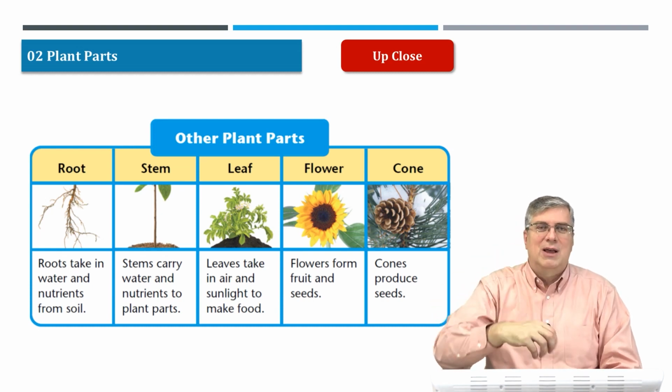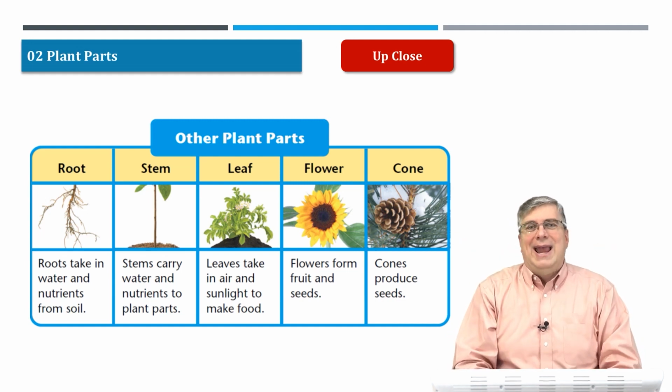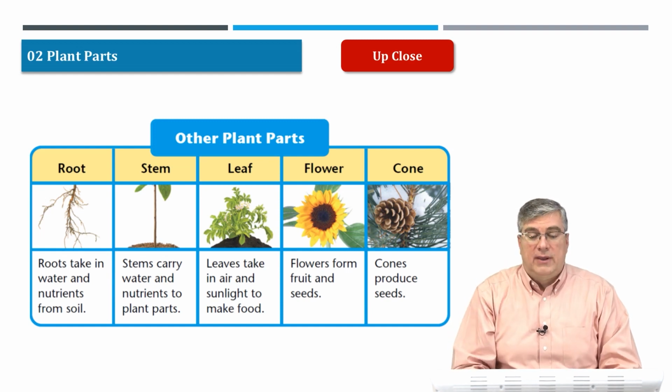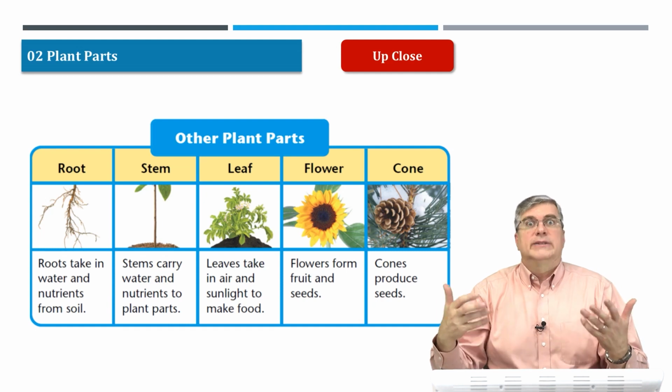The roots are the mouths, but the leaves are also kind of like mouths, collecting air and sunlight. Okay, next we have flower. We already talked about the flower. The flowers form fruit and seeds, right? Now, a plant wants to reproduce, right? It wants to make more plants like it.